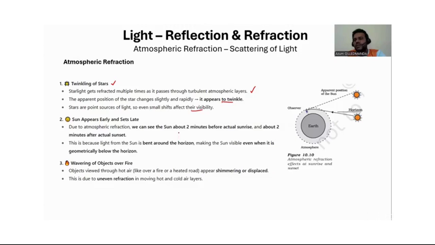You understood? So we can see that there is a shift from its original to the apparent position. So that's one phenomenon of atmospheric refraction. Now, let's look at the second one. That is, the sun appears early and also sets late.